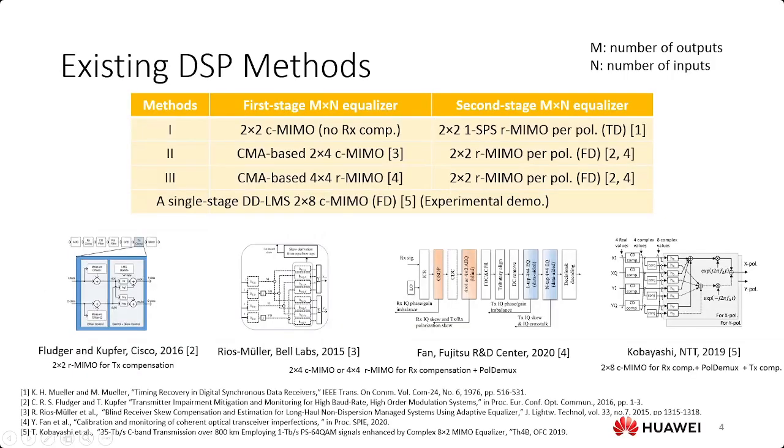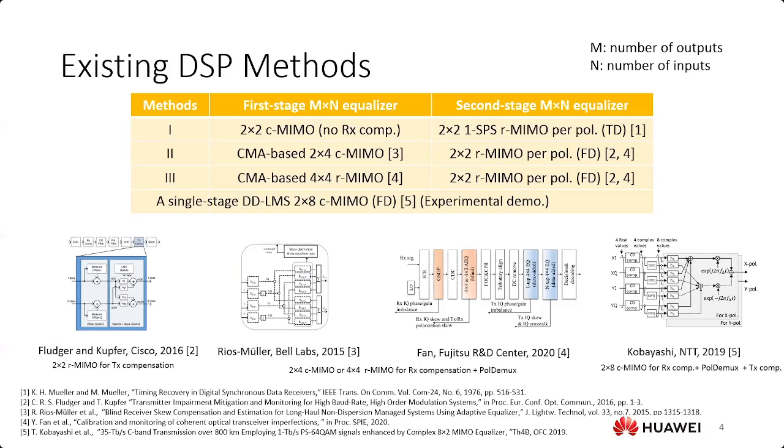There have been several existing methods to do that. Usually we will separately compensate and estimate the transmitter and receiver response using two-stage MIMO equalizers. For example, for the receiver impairment, we will use the CMA-based, for example, 2x4 complex MIMO or 4x4 real MIMO, while for the transmitter side, we'll use a 2x2 real MIMO per polarization.